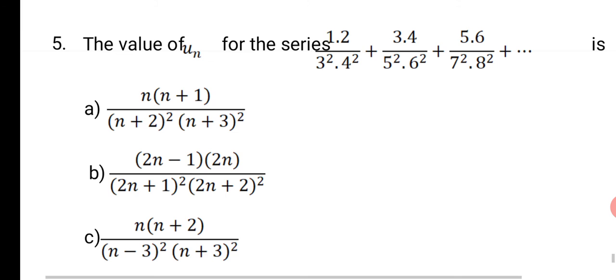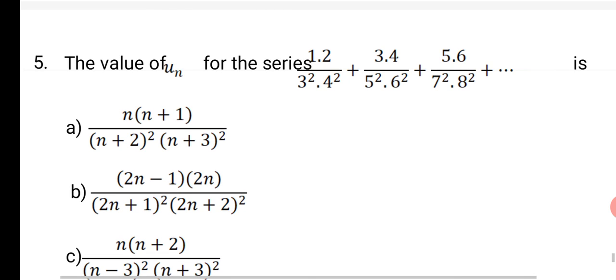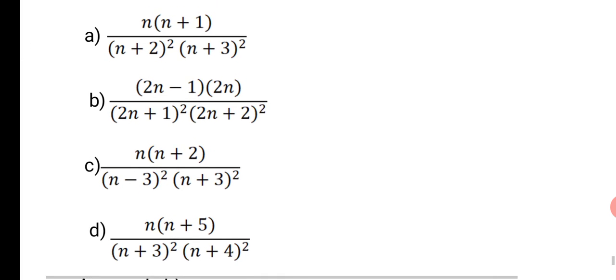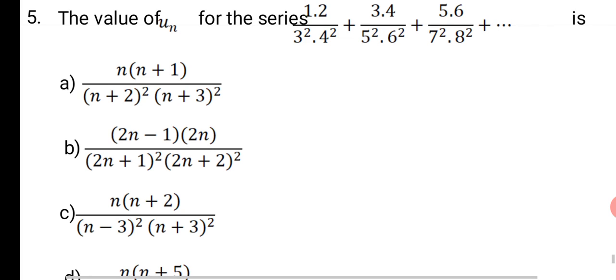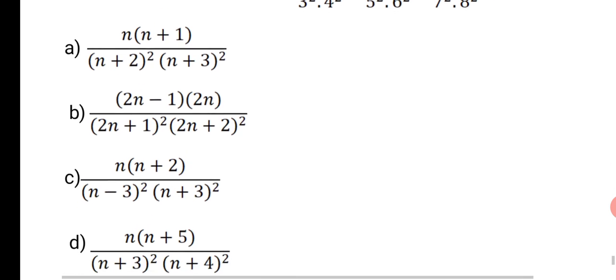Last question. The value of un for the series 1 into 2 divided by 3 square into 4 square plus 3 into 4 divided by 5 square into 6 square plus 5 into 6 divided by 7 square into 8 square plus etc. The answer for this series is B, that is, the nth term of this series is 2n minus 1 into 2n, divided by 2n plus 1 whole square into 2n plus 2 whole square.